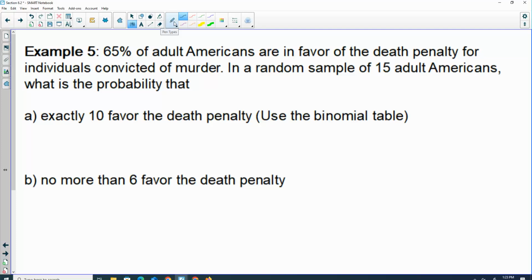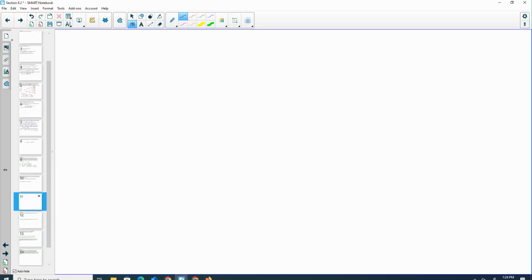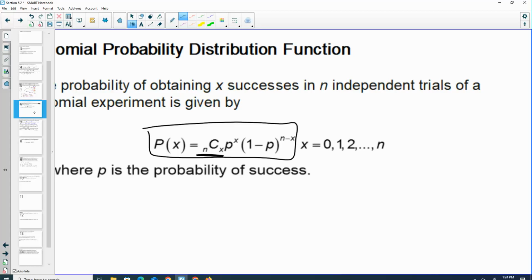Binomial is when there's only two possible answers, success or failure. P is the probability of success. We have a set number of tries. And so then we had this whole formula for how we can calculate it. So it was, remember this, n choose x, p to the x power, 1 minus p to the n minus x power.